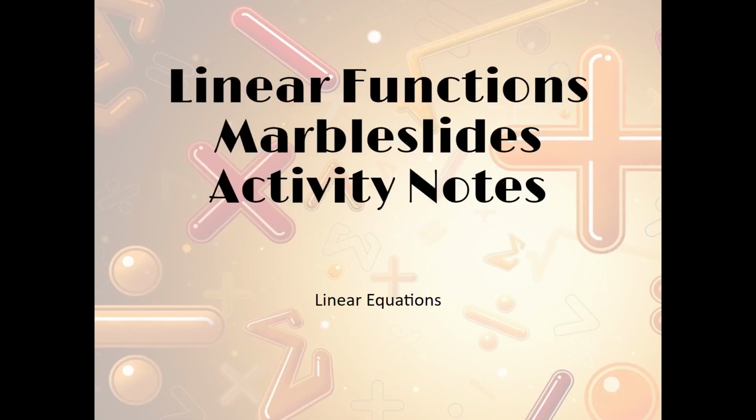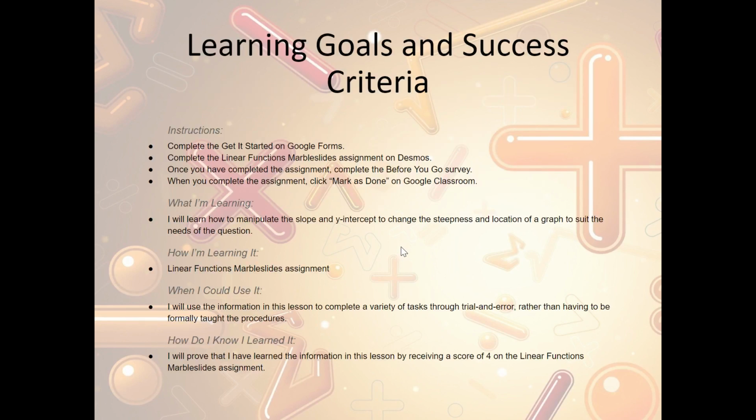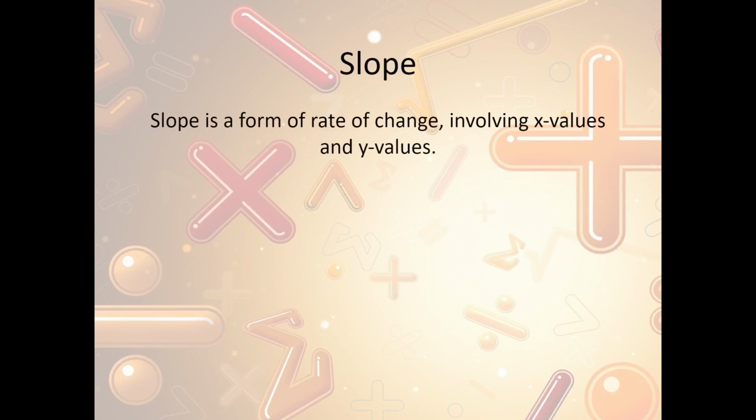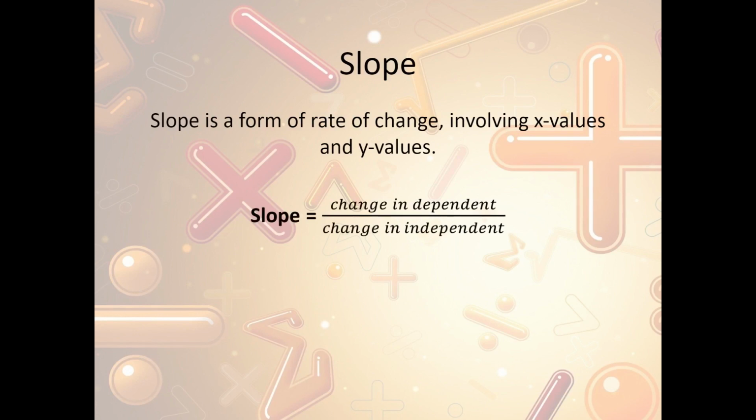Let's take a look now at the Linear Functions Marbleslides activity notes. The notes begin with the learning goals and success criteria. Now let's talk about slope. What is slope? Slope is a rate of change involving x values and y values. Slope is known as the change in the dependent variable over the change in the independent variable. Now what does that really mean? That really means the slope is the change in the y values over the change in the x values. So it's always y over x.